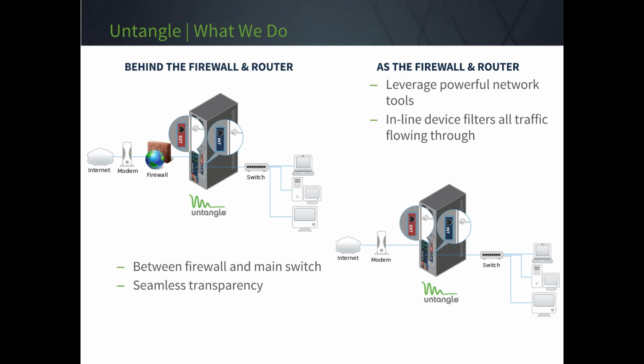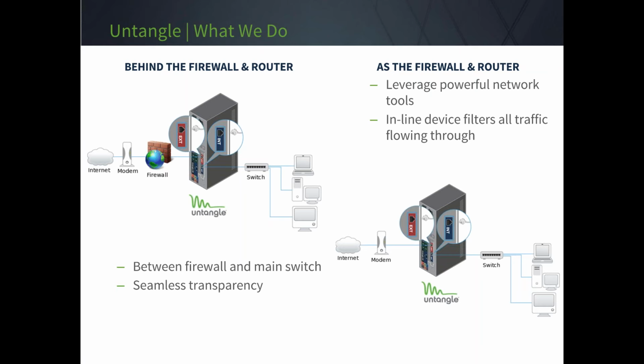So in terms of getting Untangle set up in your network, you've got two options. On the left-hand side of your screen, you see it in what we call bridge mode. It's behind your existing firewall router, and it's an inline, seamless, transparent filter that still passes traffic and allows you to manage the network from that aspect. You have a Cisco ASA, or another device that you want to continue to use as your router.